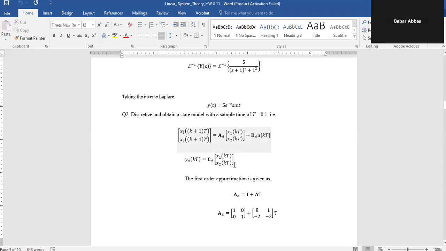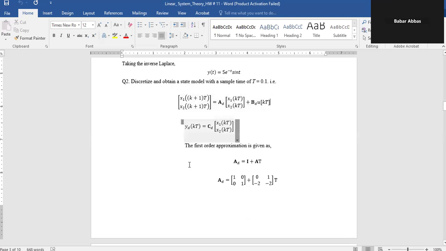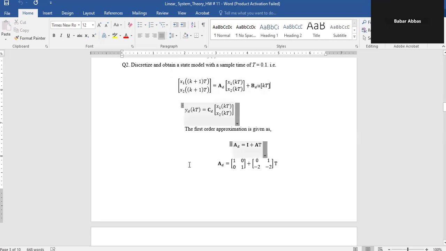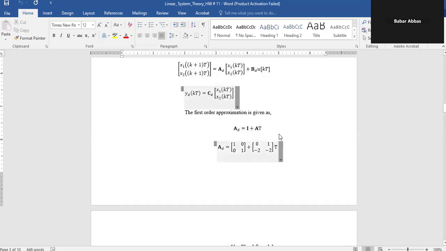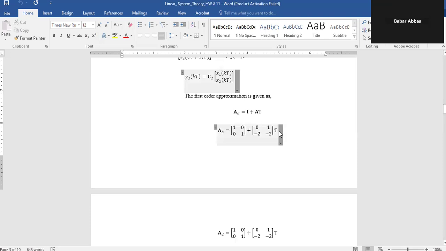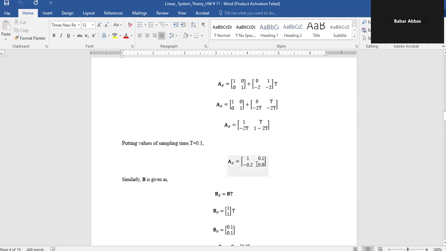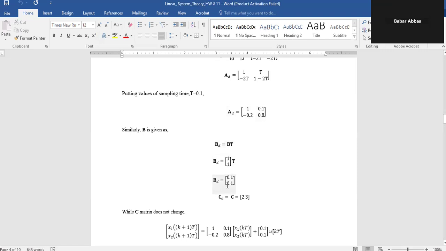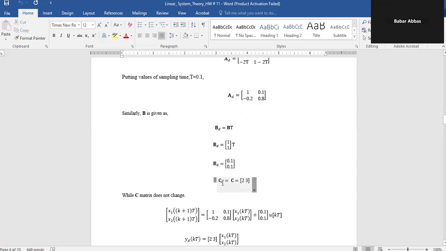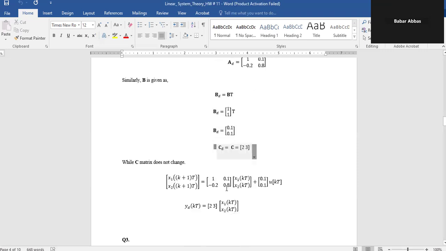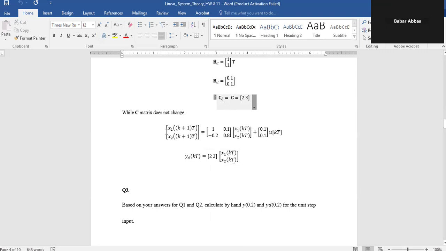We are having x1 at (k plus 1) times T. AD, these are the x1 and x2. Similarly, you have the output values at kT. So for the first order approximation, AD is equal to identity plus AT, and T is the sampling time, equal to 0.1. So AD comes out to be 0.1, minus 0.2 and 0.8. BD comes out to be 0.1, 0.1. CD, the discrete value of the matrix C, will remain the same as it is. So this is the system model in discrete time.